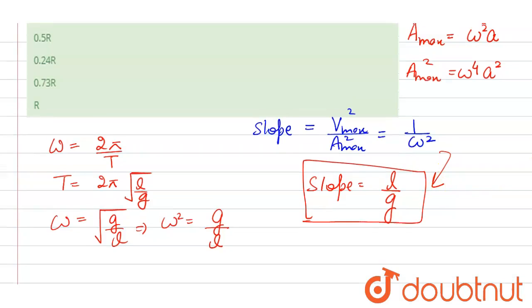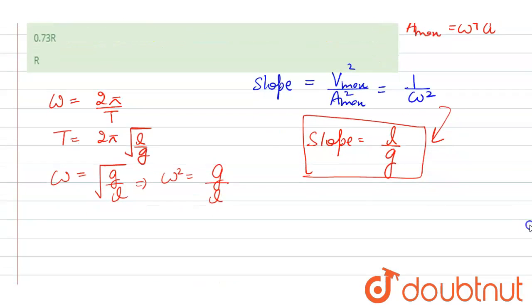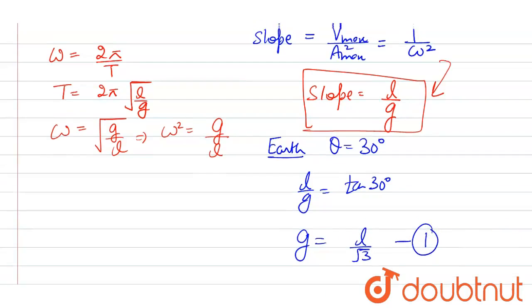We have given that in the first case, the slope is 30 degree when the experiment was conducted on the Earth. Theta is 30 degree. So we can write here L by g is equal to tan 30. Or you can say g will be equal to L root 3. That is assumed to be the first equation.